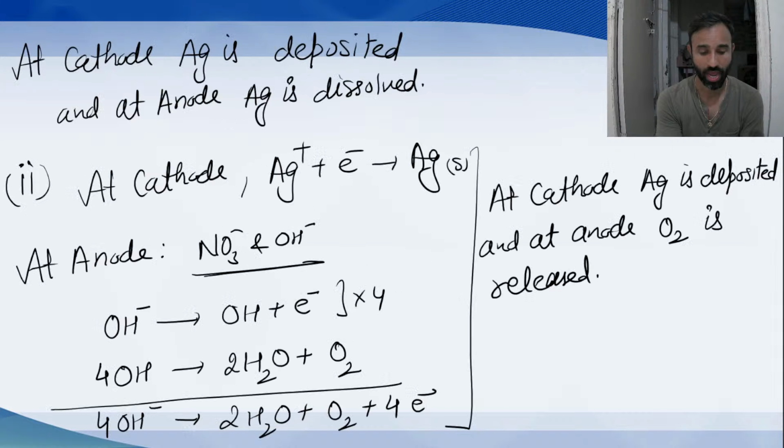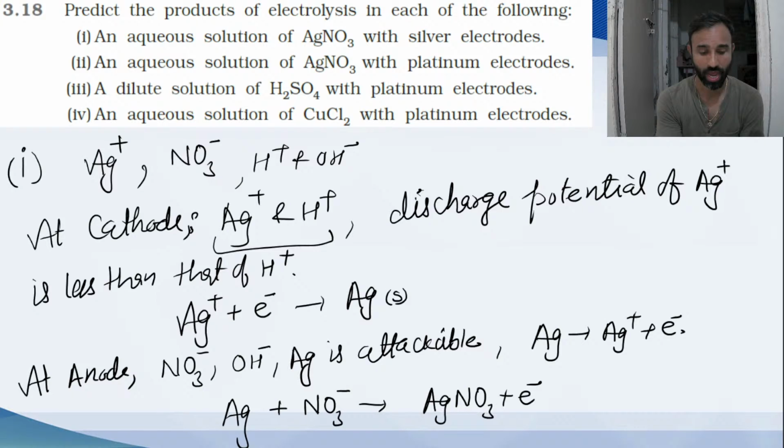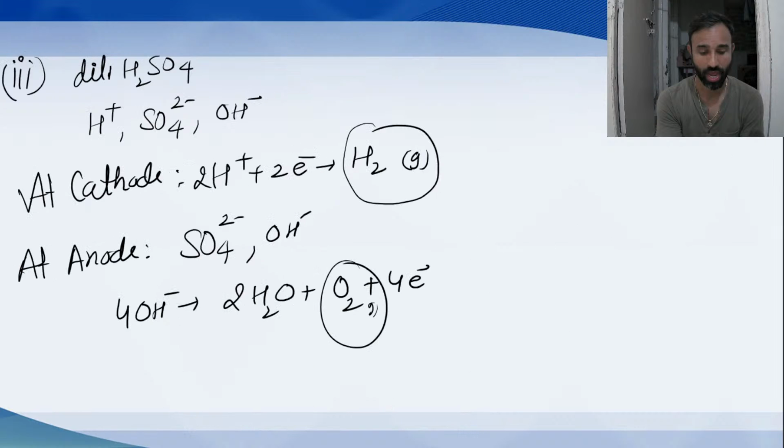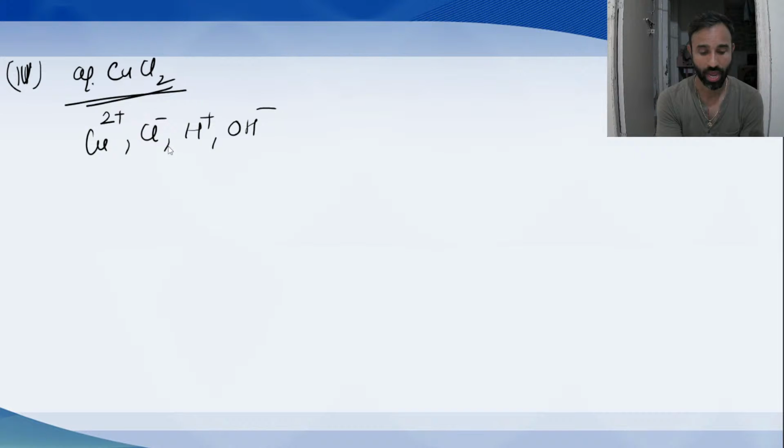The last part is an aqueous solution of CuCl2 with platinum electrodes. In the aqueous solution of CuCl2, we have Cu2 plus, Cl negative, H plus, and OH negative. H plus and OH negative in aqueous solutions are there by default because water is there.